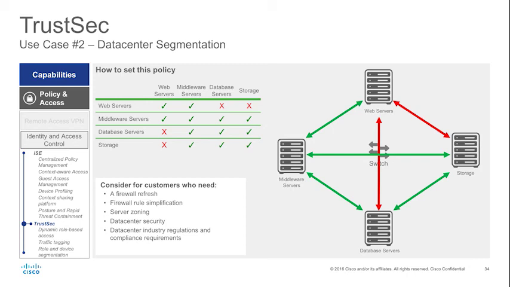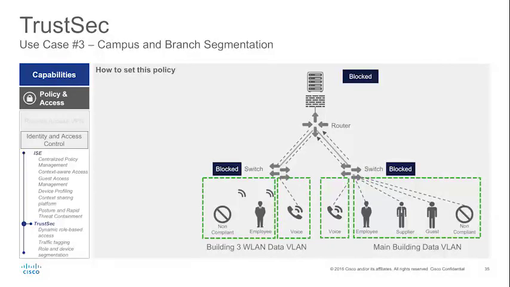In the last scenario, we look at how TrustSec can be used to implement campus and branch segmentation. In addition to data center access, TrustSec tags can be used to regulate user-to-user access as well. For example, employees can access data centers and employee information regardless of location or device type, but suppliers are not granted the same level of access. Guests can only access the internet, and quarantined devices can only connect with remediation services.